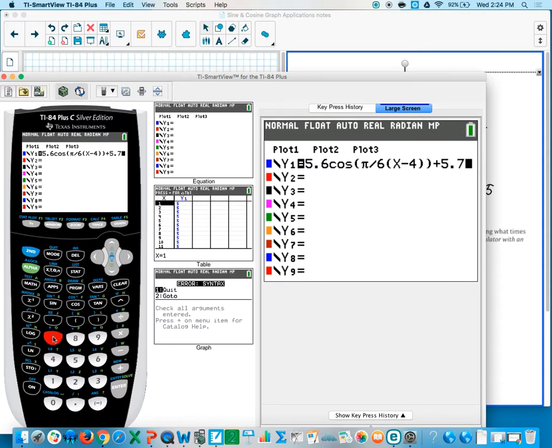Notice again, I'm putting in the positive equation. I could put either one in and it's still going to give me the same graph. And I'm going to go to my window and I'm just going to graph it over a certain window.